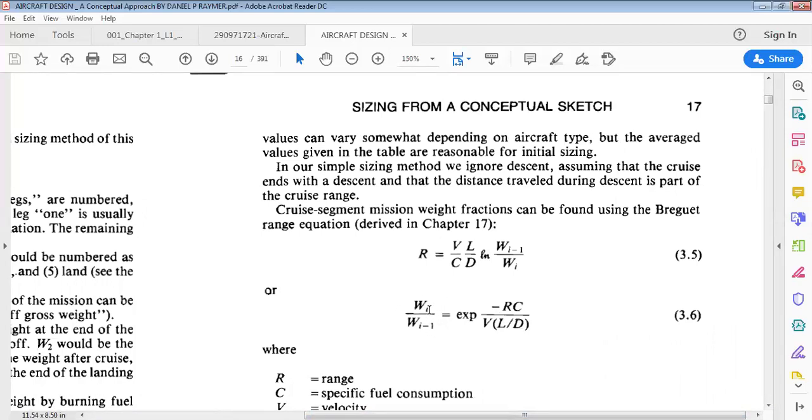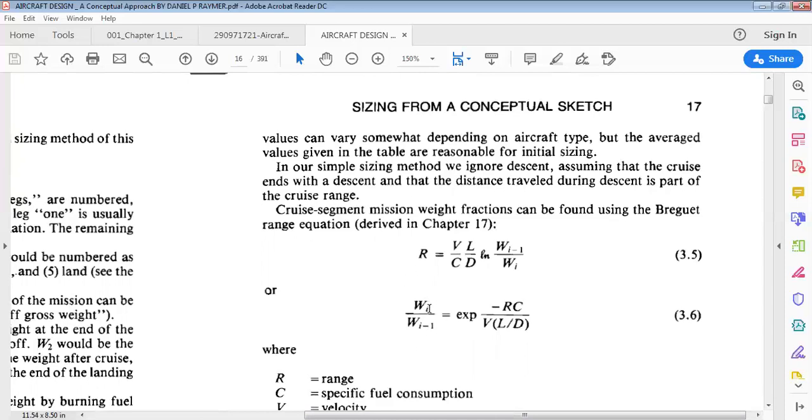W1 by W0: if I take i equal to 1, then i minus 1 is 0. W1 by W0 is the ground roll, the first mission leg. After that we have range, specific fuel consumption, velocity, lift and drag of the aircraft. When I substitute them, I get the weight at the first leg, ground roll, warm-up and takeoff.